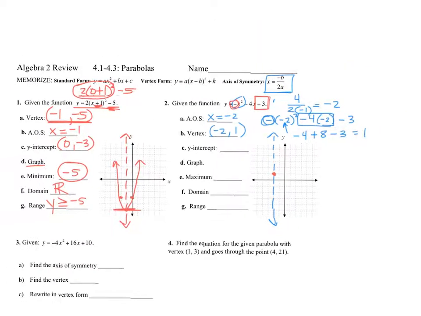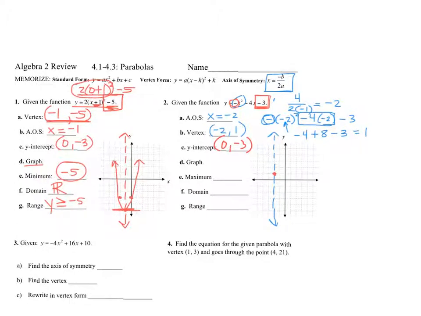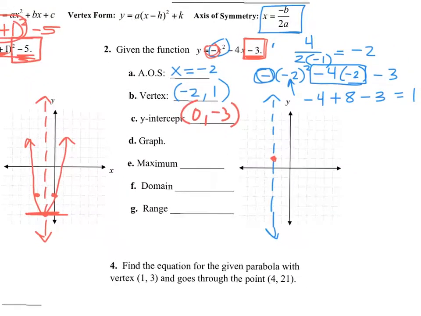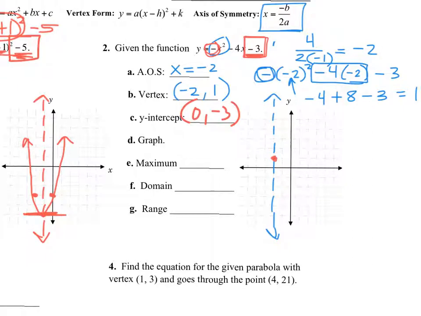Don't mix that up with this one. Your y-intercept here was not negative 5. Okay? It only works in standard form that you can say 0, negative 3. Does that make sense? So 0, negative 3, 1, 2, 3 puts us here.